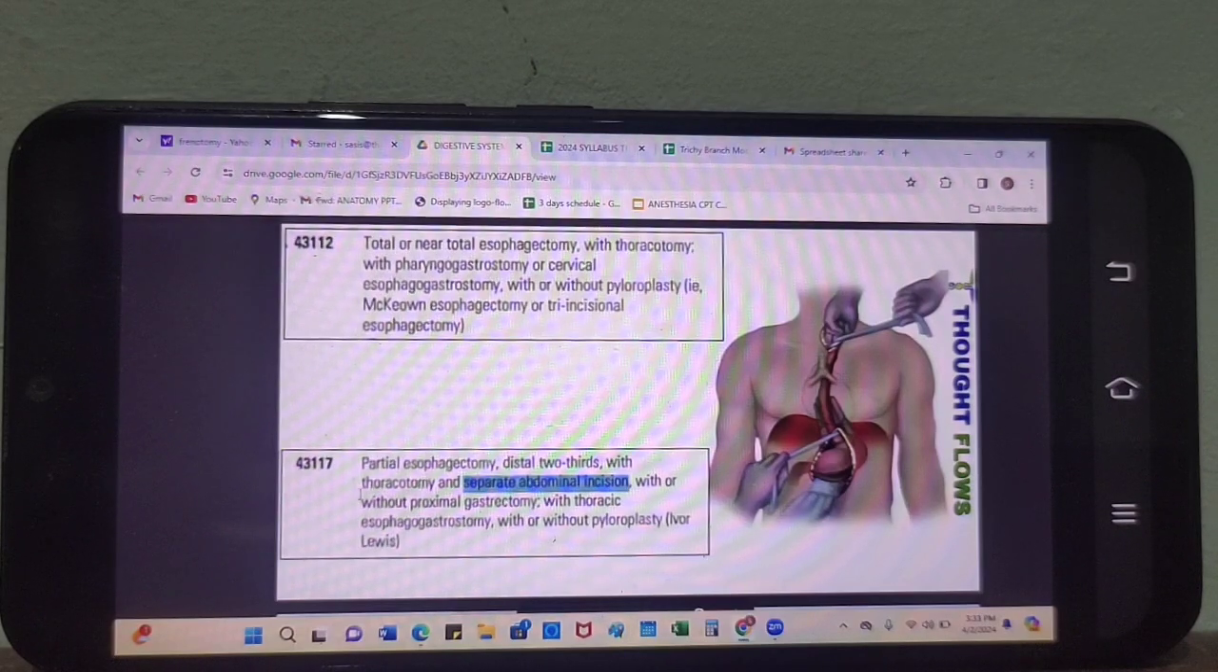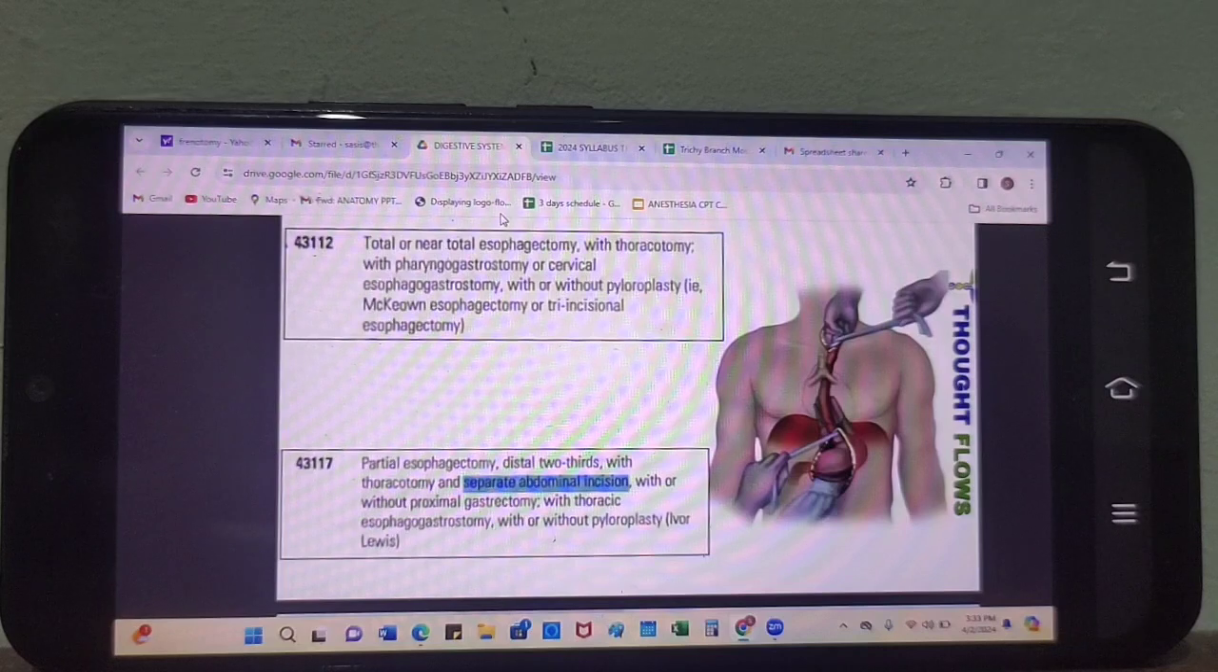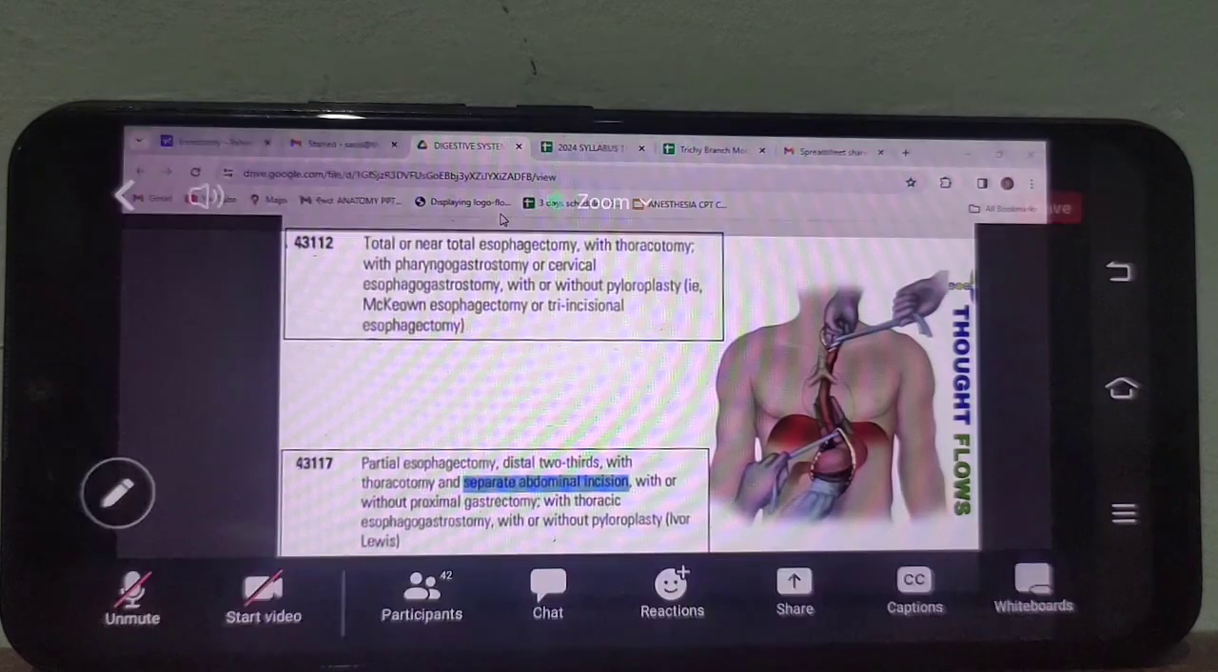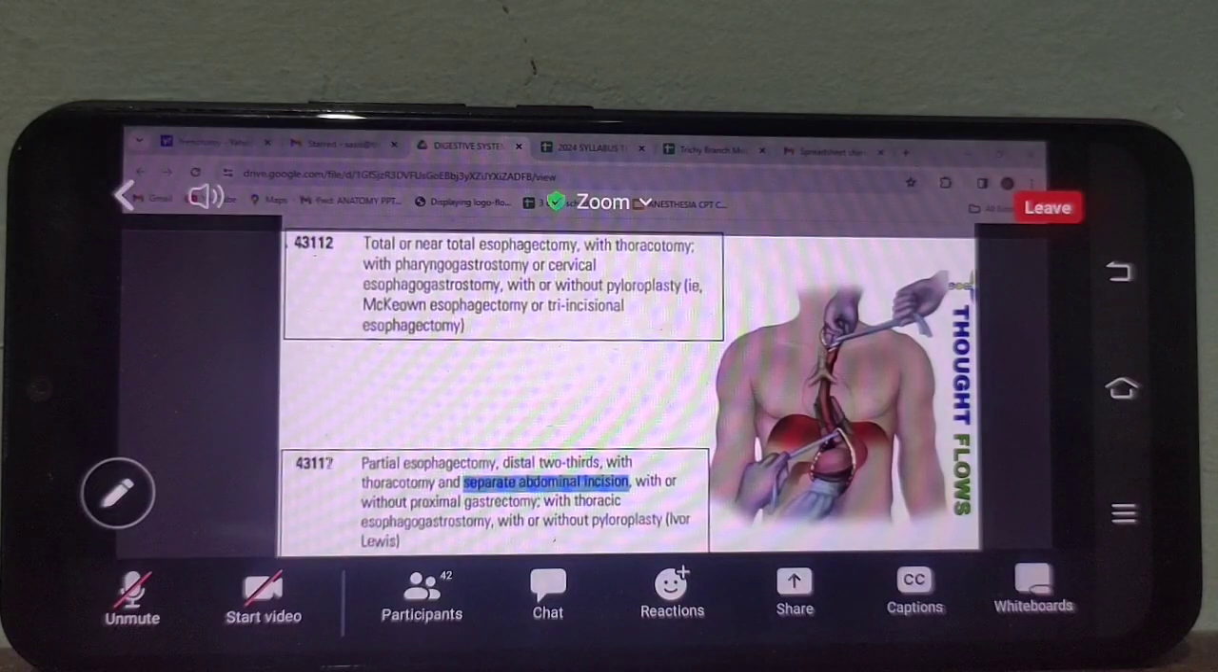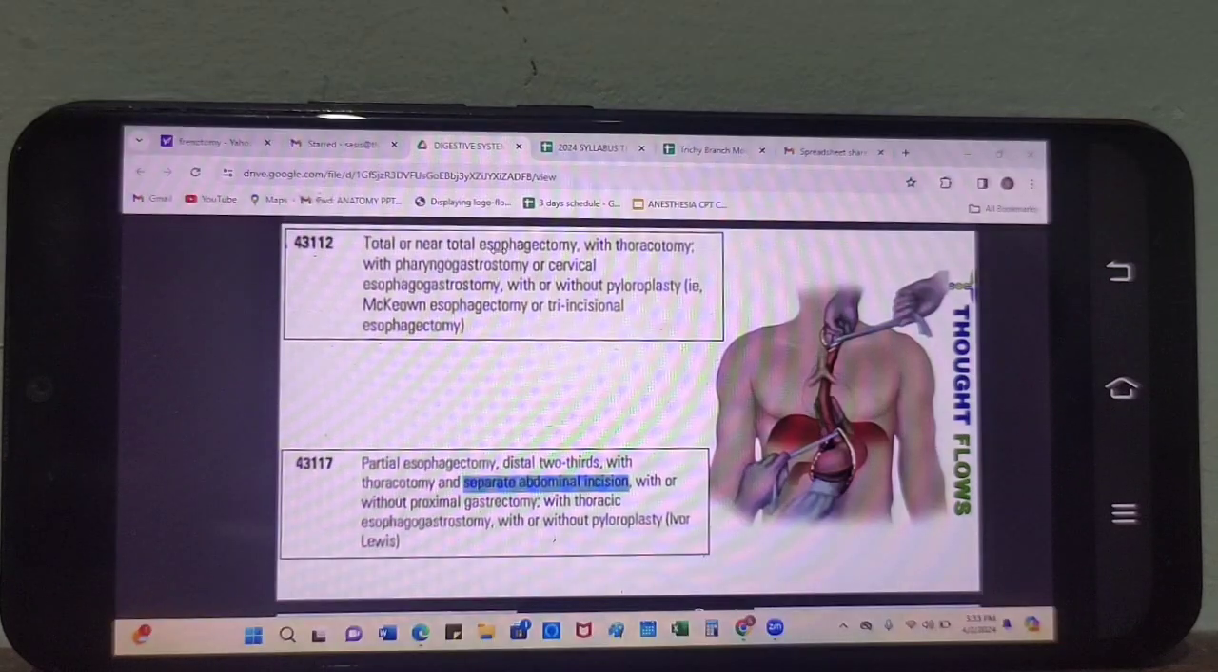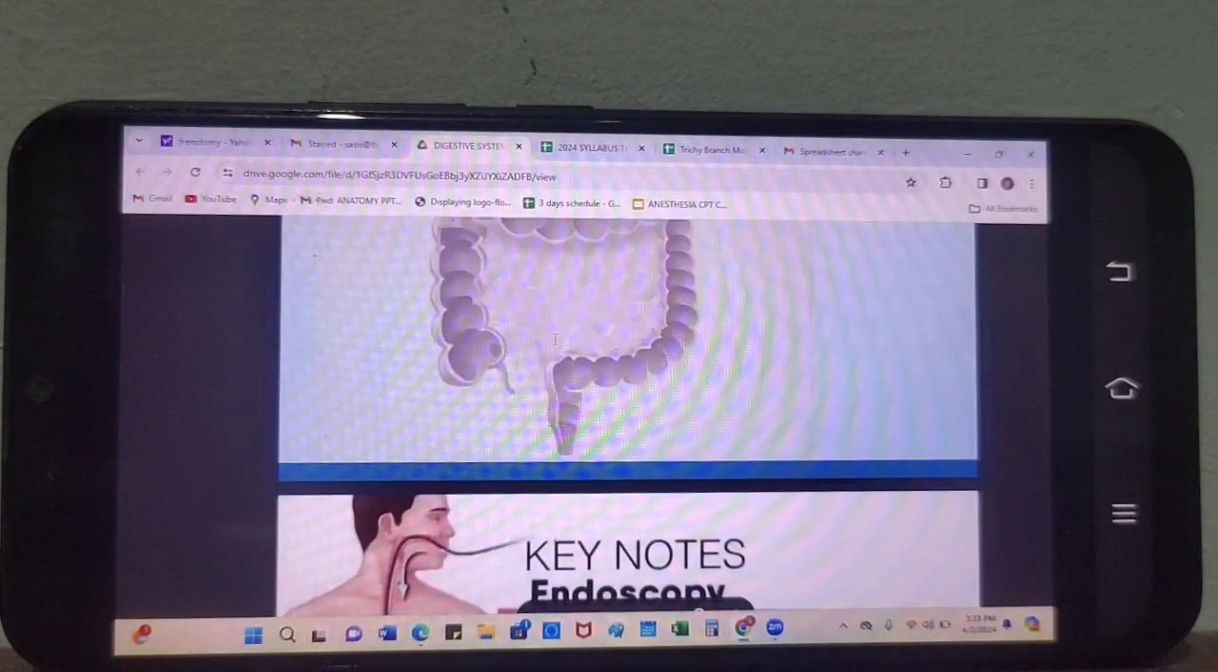Did you understand this concept? Did you understand? Guys, please say yes or no. Did you understand the meaning of this procedure 43117? Yes, please say yes or no. Yes, ma'am. Okay. Please respond, guys.